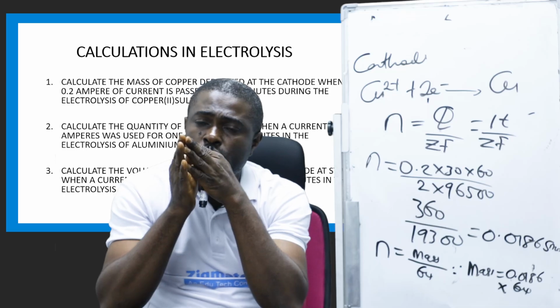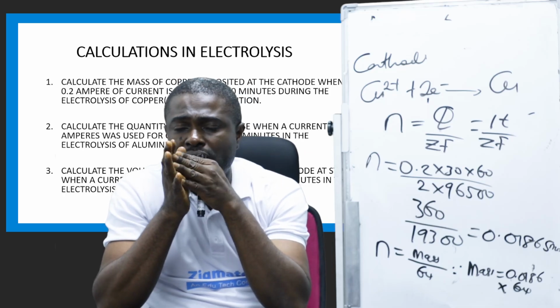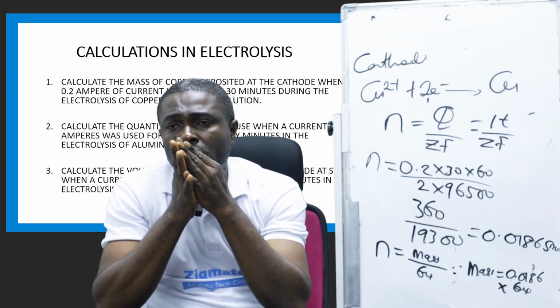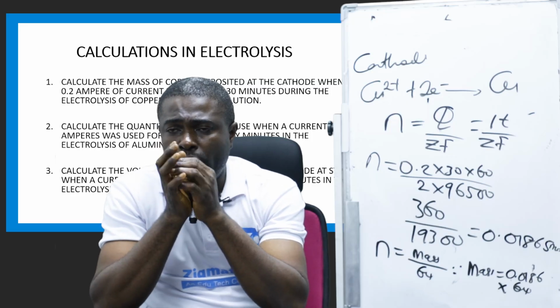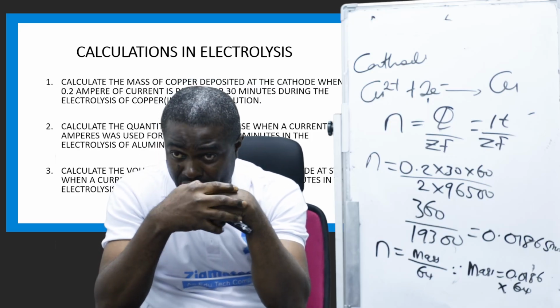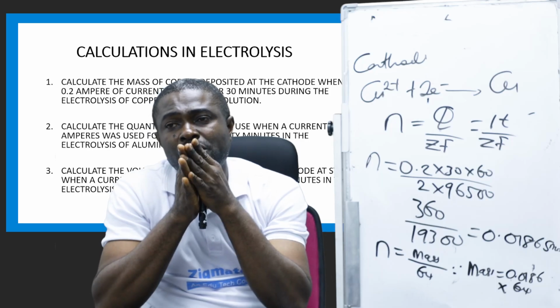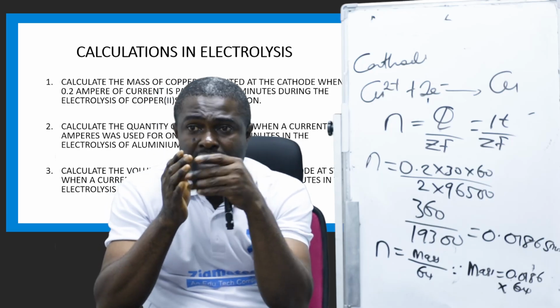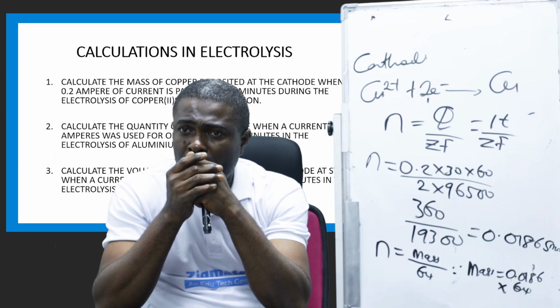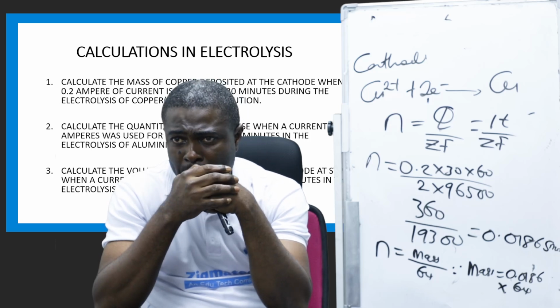Get the mole first. Which formula? Mole is equal to IT, which is quantity of electricity, divided by number of Faraday times the Faraday itself. After that, convert the mole to mass. That is the first law stated by Faraday.